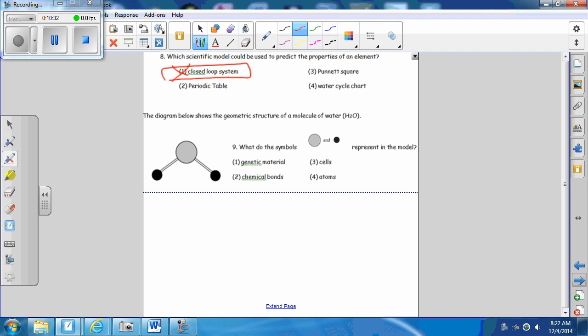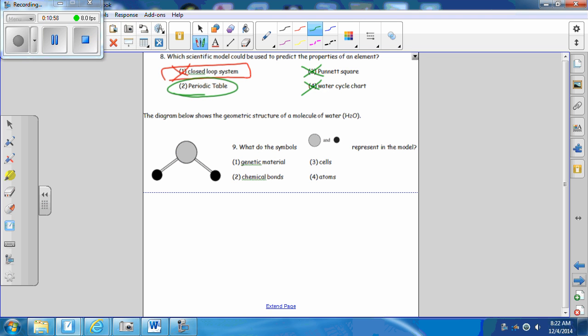Number 2, a periodic table. When we talk about elements, the only chart that we ever looked at was the periodic table, so this is correct. The Punnett square is something that we'll use when we go to genetics. So that's not something that we're using yet. And water cycle chart is dumb. I hope nobody put that. We're not looking at a water cycle chart to get the properties of an element. We're looking at the periodic table to get the properties of an element.